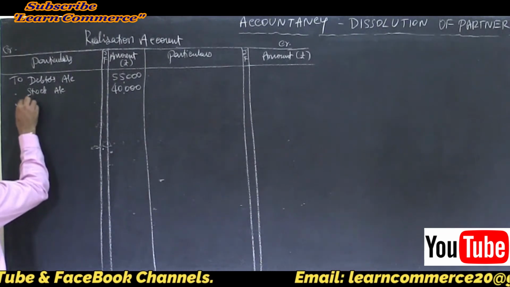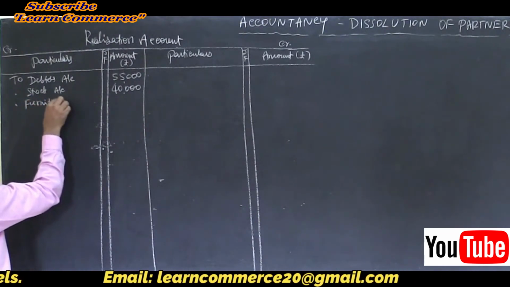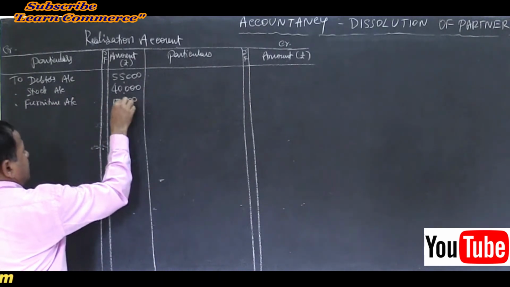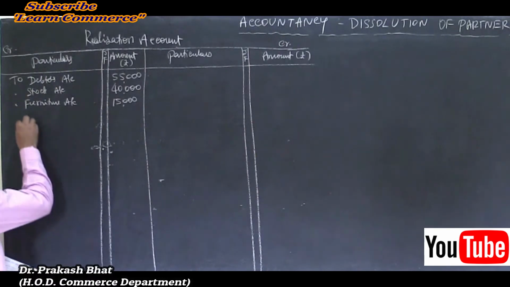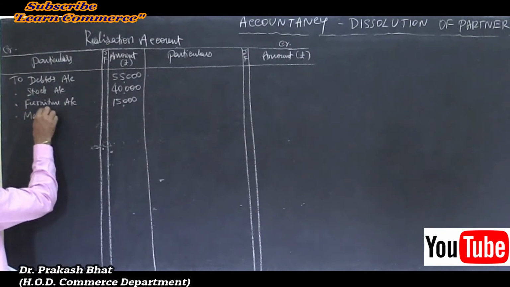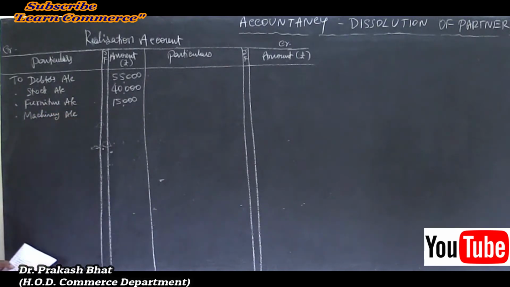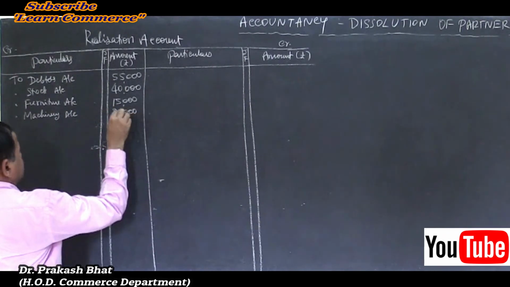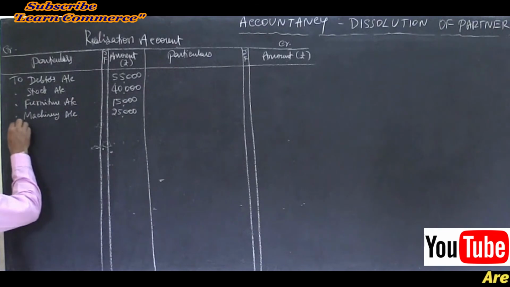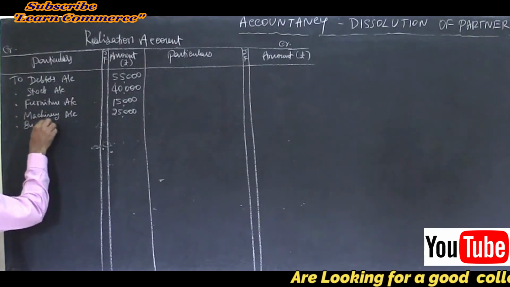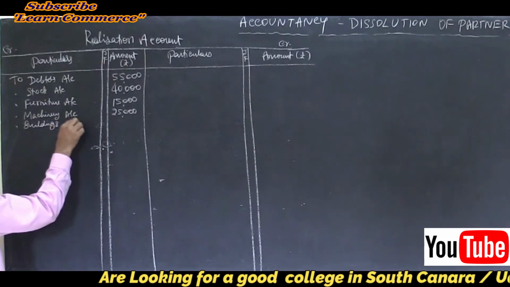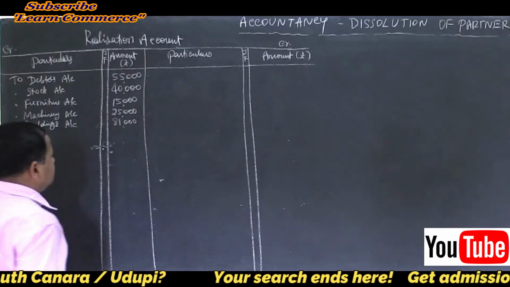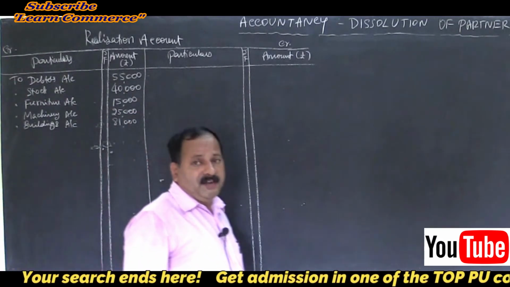To furniture account, how much? 15,000. Write it. Machinery account, how much? 25,000. Then what? Buildings account, right? Buildings account, how much? 81,000. Is that correct? Yes, that's all. All the assets were transferred.